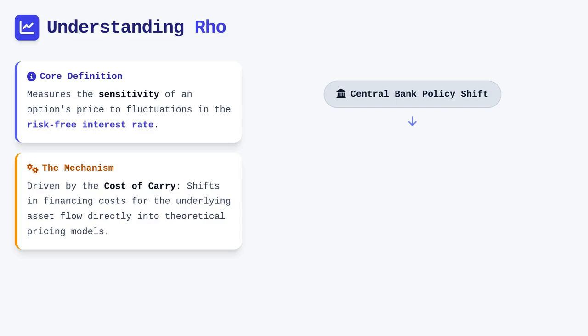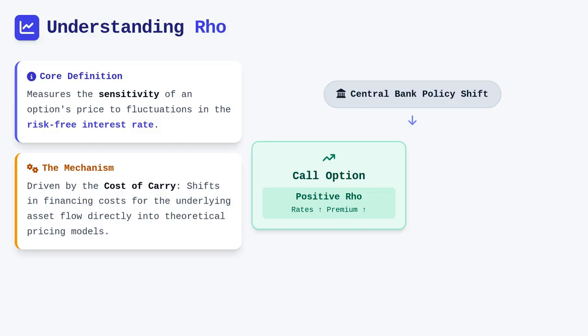As interest rates rise, the cost to finance the underlying asset changes, which flows through into the theoretical model for option pricing. A call option generally has positive rho, meaning as interest rates increase, the premium rises, while a put option generally has negative rho.